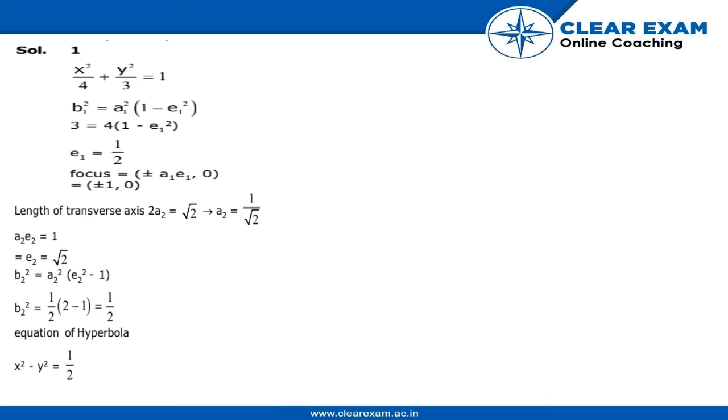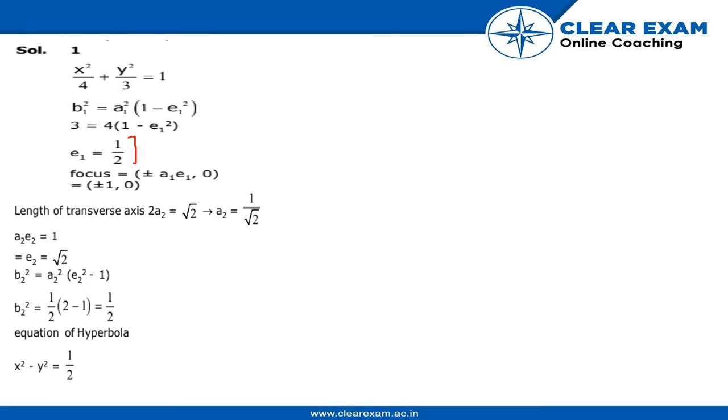From the ellipse we can find x²/4 + y²/3 = 1. From here we know that b1² = a1²(1 − e²). From here we can find out the value of e1, which comes out to be 1/2, and the coordinates of the foci are ±1, 0.